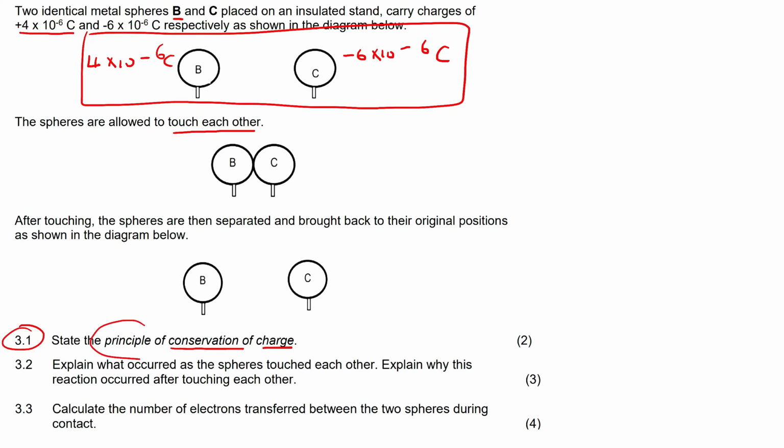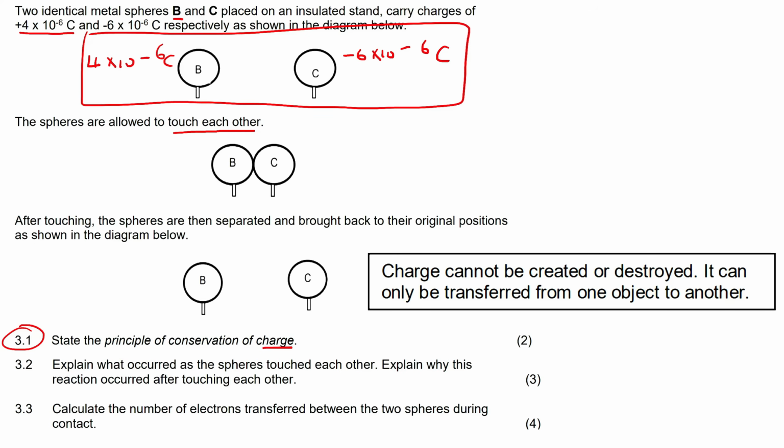So if we look at the principle of conservation of charge, it says charge cannot be created or destroyed. So we're not adding in more charges from the outside, and we're not removing charges, for example. Okay, it can only be transferred from one object to another. So like we said, it could either go from C to B or B to C, but the overall charge will remain constant. Okay, so you could say that for that question.